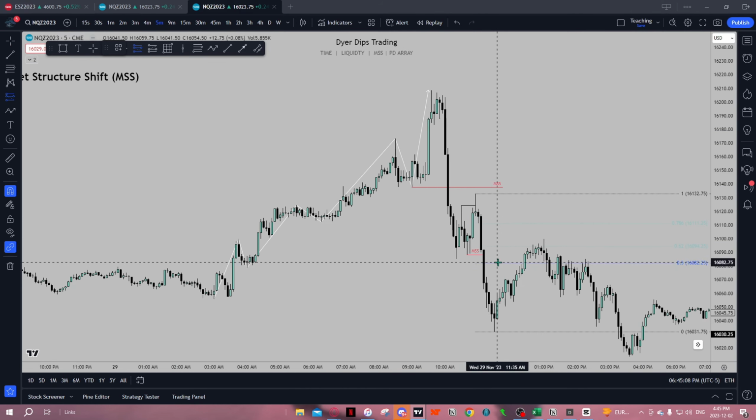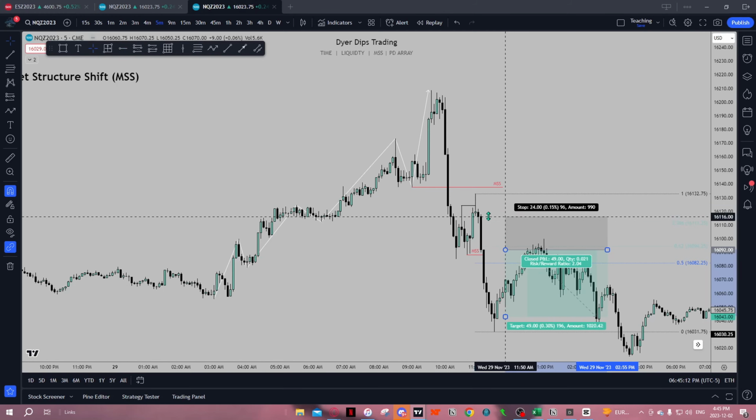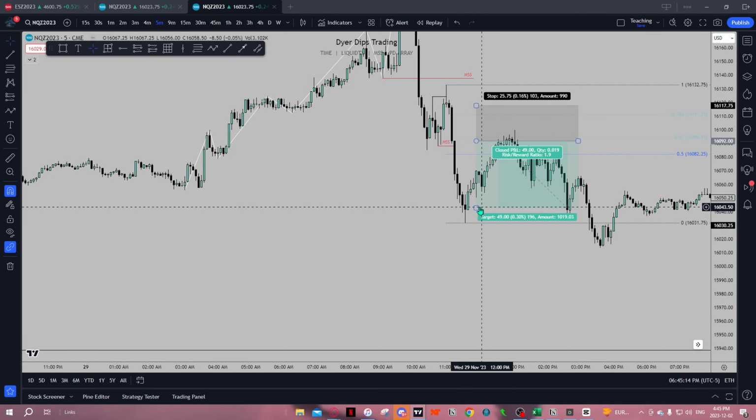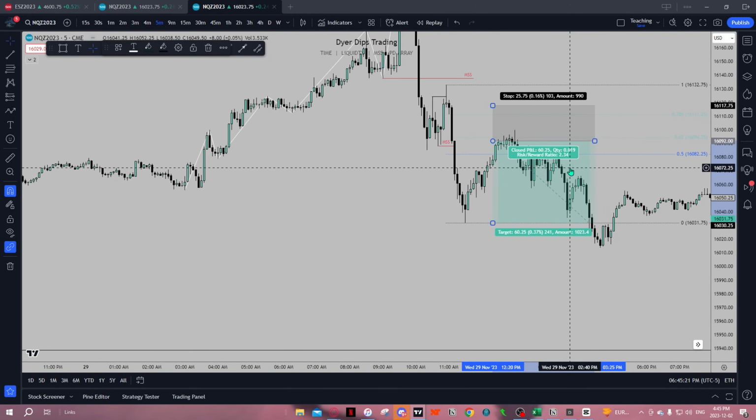So you don't even need to know PD arrays in this example. You could just get short anywhere in here. But we'll say at this fair value gap, and we're going to put our stop above the high, and we will get into stop loss placement rules for fair value gaps in the next couple of videos. But essentially, you're going to have your entry somewhere up here.